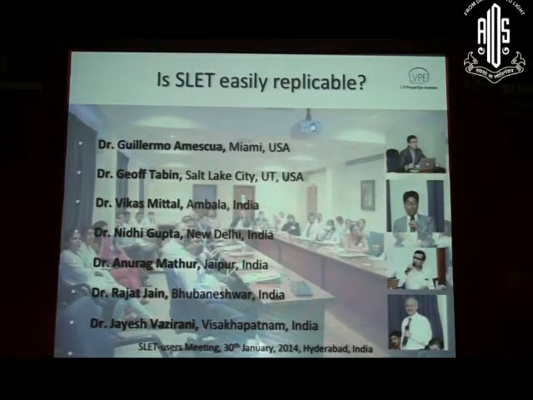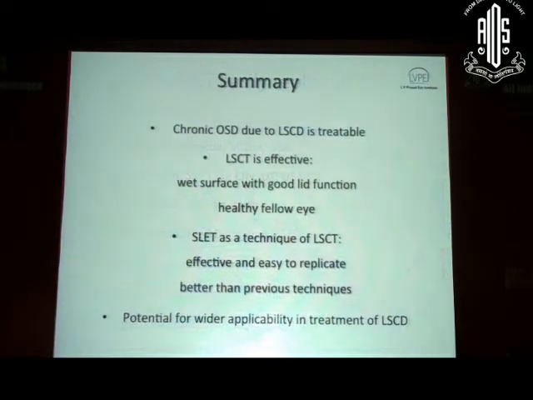Is it easily replicable? We recently had this workshop and a meeting where people who are now doing SLET, not just in our institute, but also in other places in India and outside India and other parts of the world, shared their experiences. How easy was it for them to do SLET? What were their outcomes? And it was really very encouraging. And we intend to have these meetings year after year to help people who want to start off with this procedure. So if any of you wanted to start doing SLET, you can just send us an email, and we will send you all the material that you would need to start off.